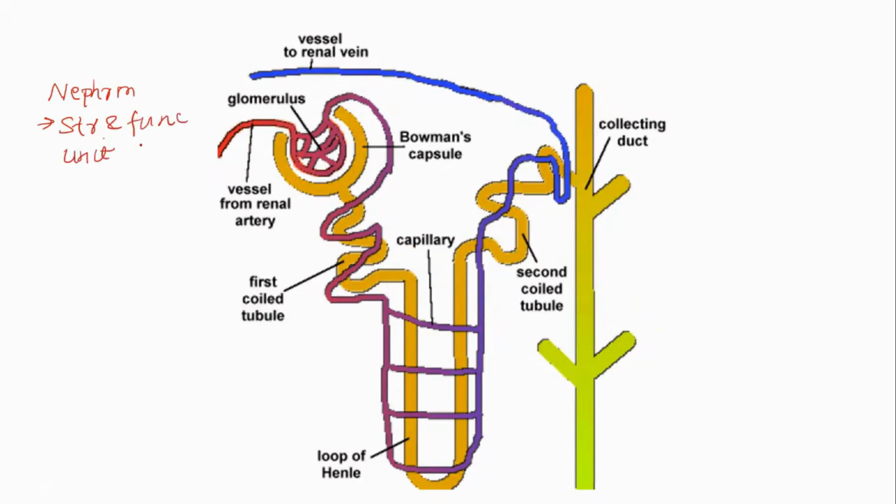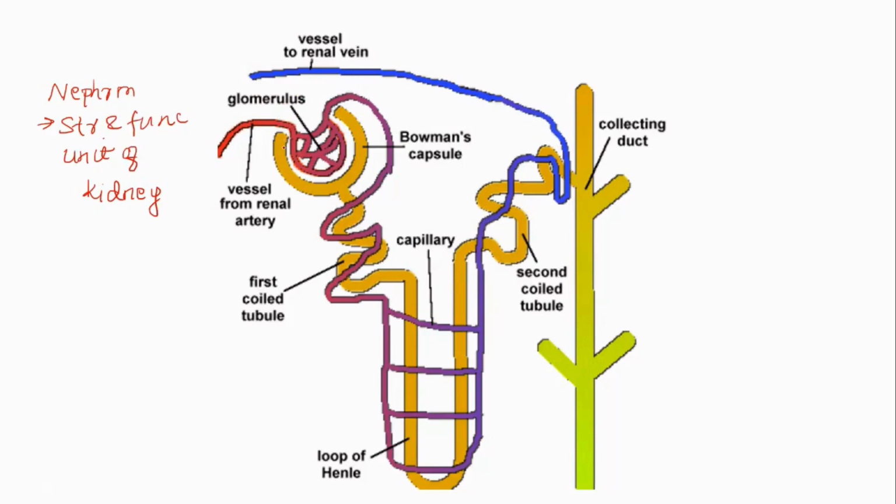Now, why is the nephron so important? Because urine formation takes place in the nephron. What are the important structures in the nephron that make it so very important? Okay, let us go in a sequence.